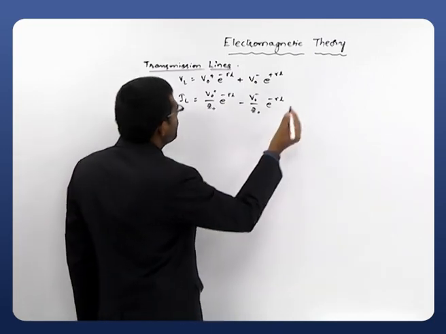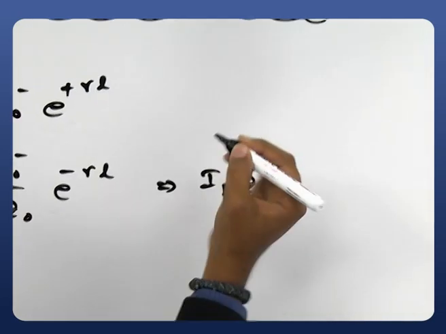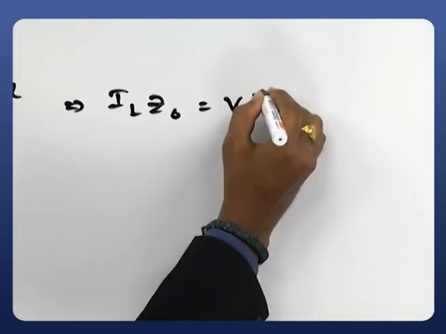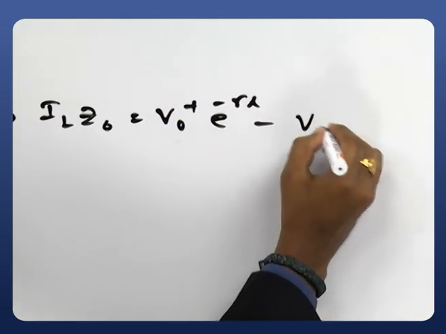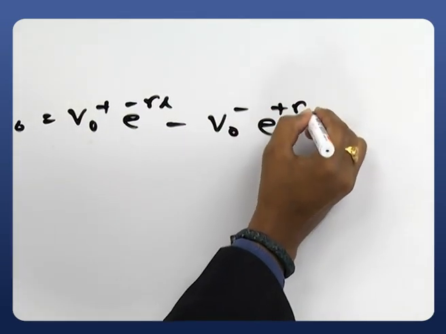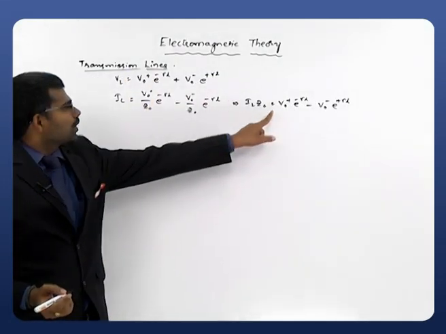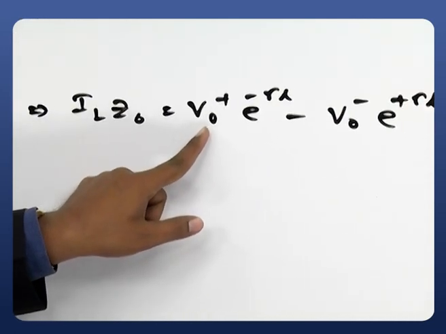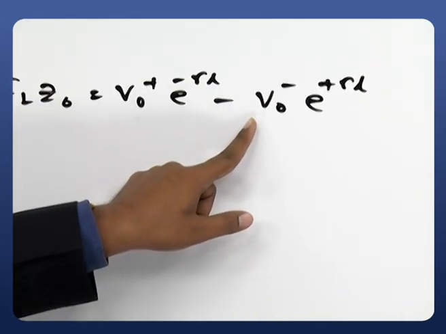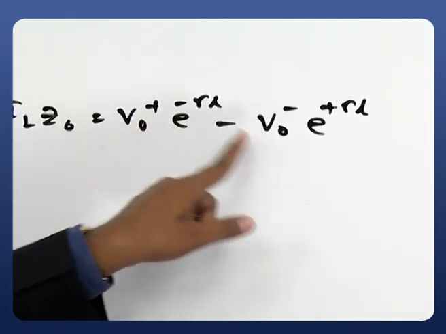Now this can also be simplified as IL Z naught equals V naught plus e power minus gamma L minus V naught minus e power plus gamma L. Now observe this equation and this equation. From these two equations, we can exclusively obtain V naught plus and V naught minus. That is my main motto, to get these two parameters.